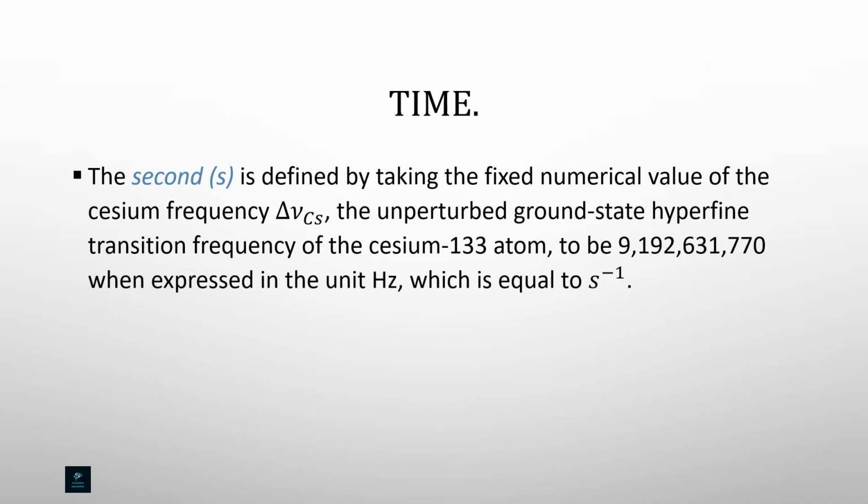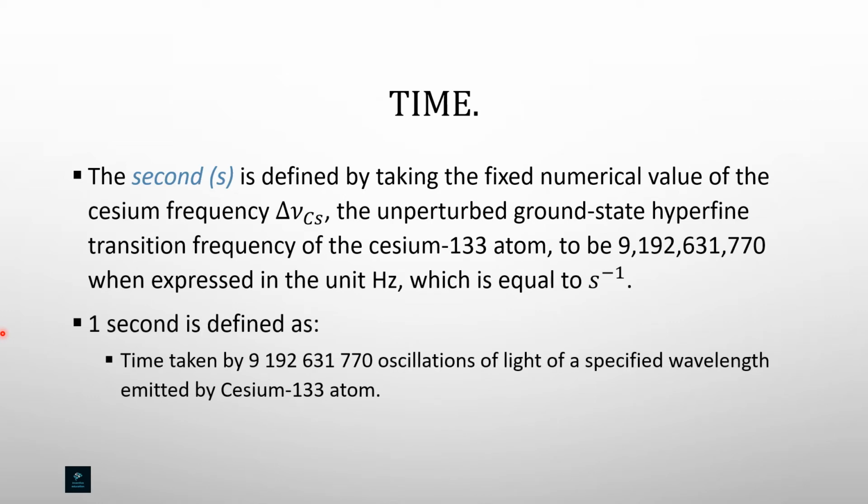Similarly, second is defined by taking the fixed numerical value of cesium frequency, which is the unperturbed ground state hyperfine transition frequency of cesium-133 atom, to be this much when expressed in units of hertz, which is equal to second inverse. In simple terms, 1 second is defined as the time taken by this much oscillations of light of a specified wavelength emitted by cesium-133 atom.